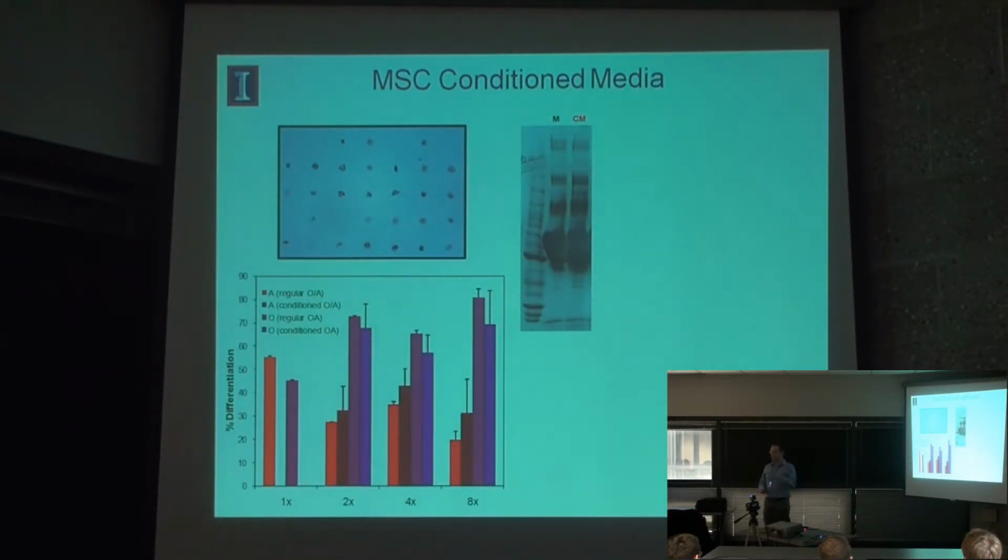The next thing, of course, is to take media from these high-density cultures. So we cultured cells at high density and took that conditioned media and fed it back. And we see a slight change in differentiation. So here's adding 1x media, where 1x is the 100 microns apart cells, to 2x, 4x, and 8x spaced cells. And we see a slight increase in fat and decrease in bone, although it's not statistically significant, but maybe suggestive.